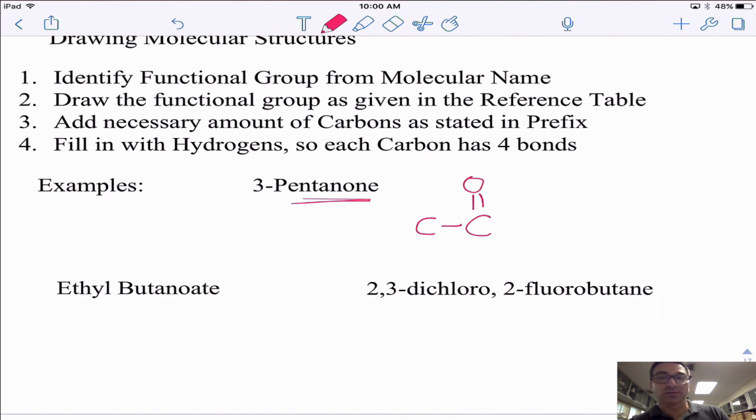Now, I could sort of work preemptively here. I see that it's 3 pentanone. So I want this on the 3rd carbon. So I'm going to make this 1, 2, 3, 4, 5, pent. 3 pentanone. I fill in the rest.